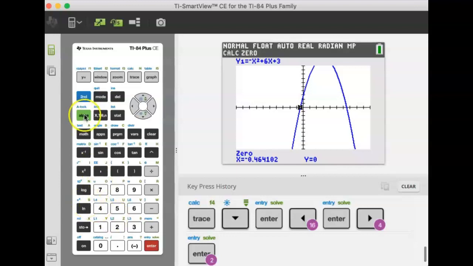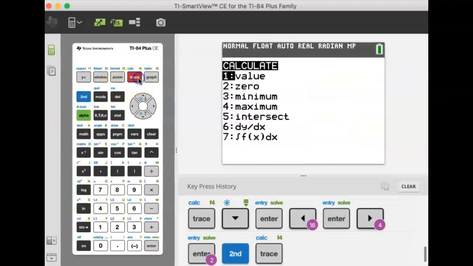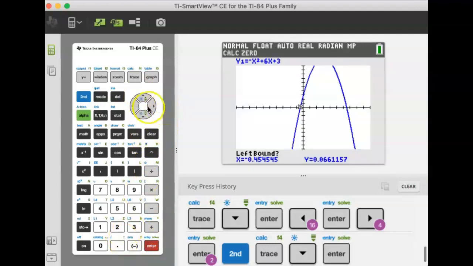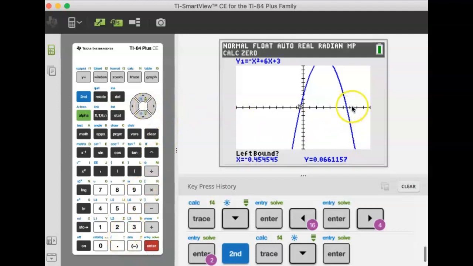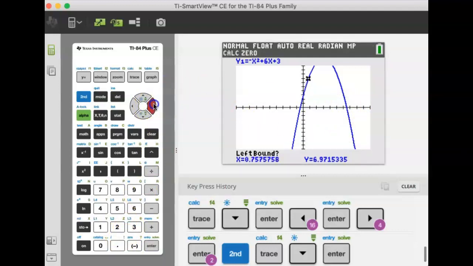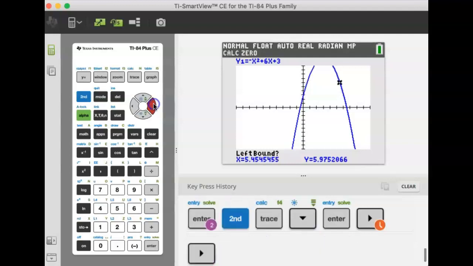All right, we got one more. So second trace, and I'm going to go to 0 because I'm looking for my x-intercept. Hit enter. I need to be to the left. Well, shoot, man, it's all the way over there. So here we go. I'm going to arrow to the right.